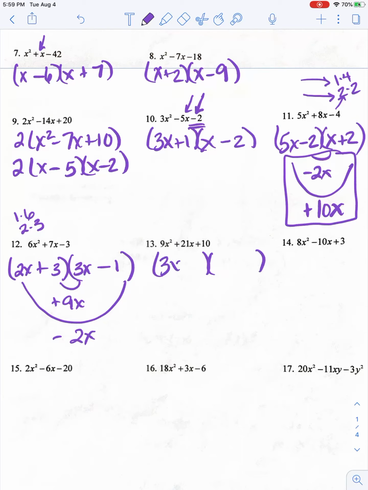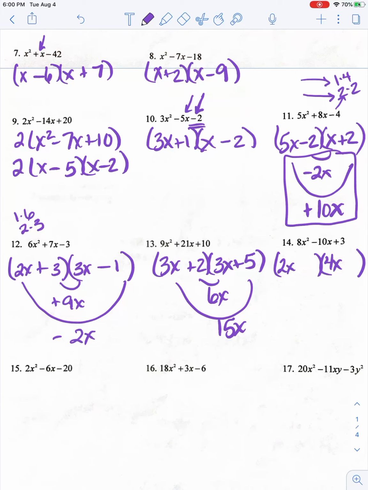And I'm also on these keeping an eye out for a GCF, a sneaky GCF. 5 and 2, I'm trying to add to get a 21. 5 and 2, that'll work. Because that's a 6 and that's a 15. And everybody's positive. 8, I could go 8 and 1, but I'm going to try 2 and 4. I'm trying to add to get a 10. Ooh, see, I could subtract to get a 10 and do this.